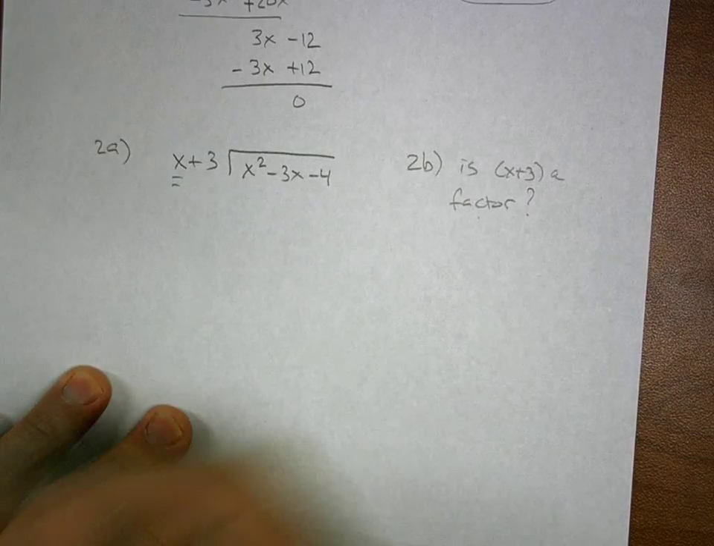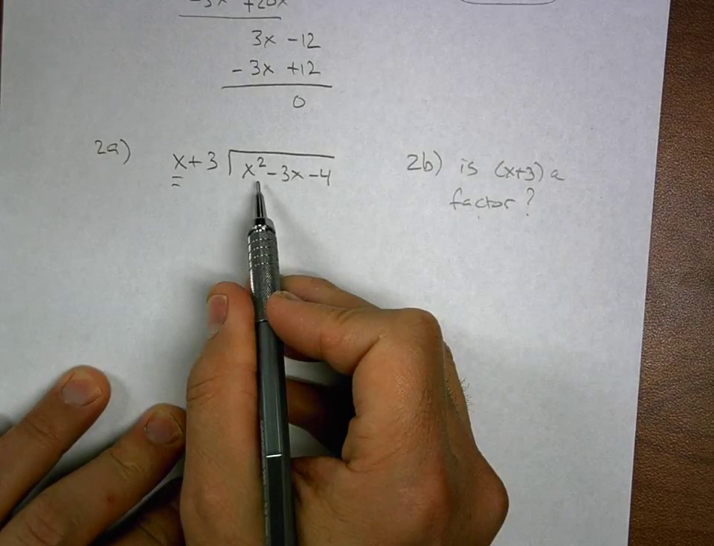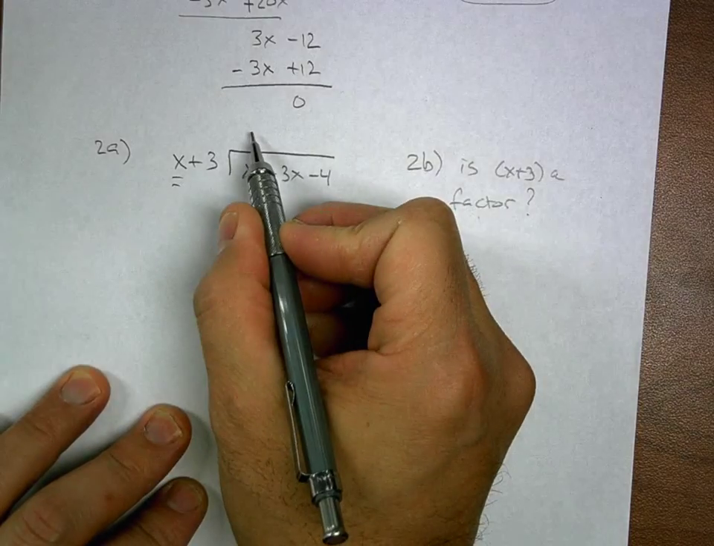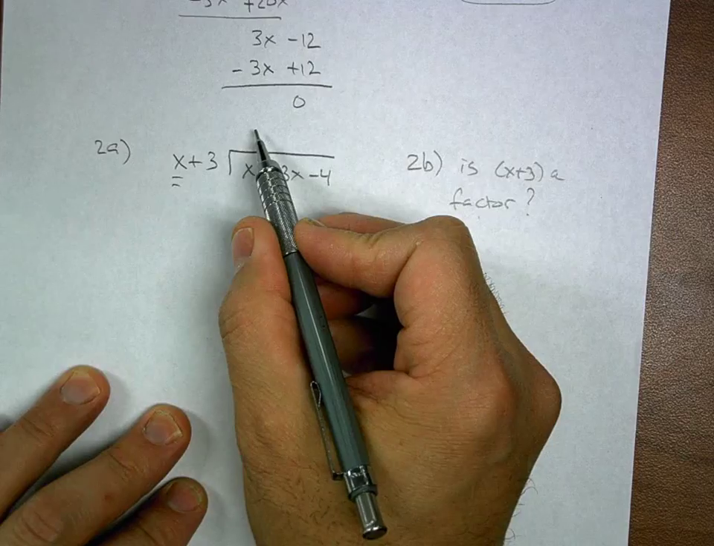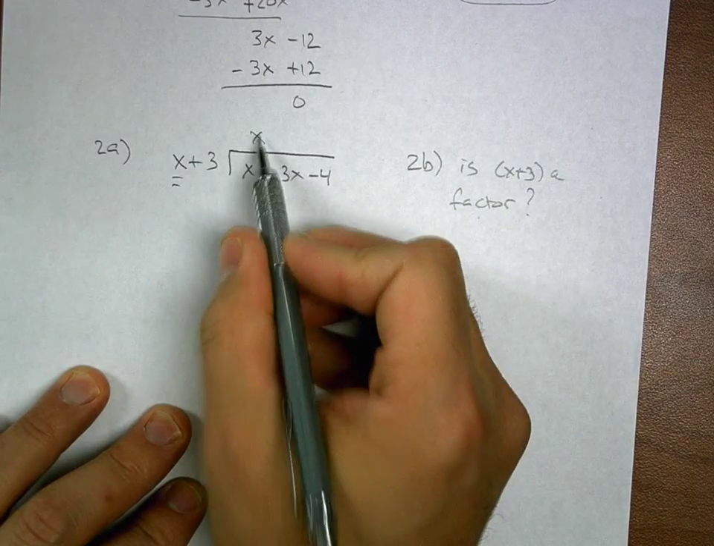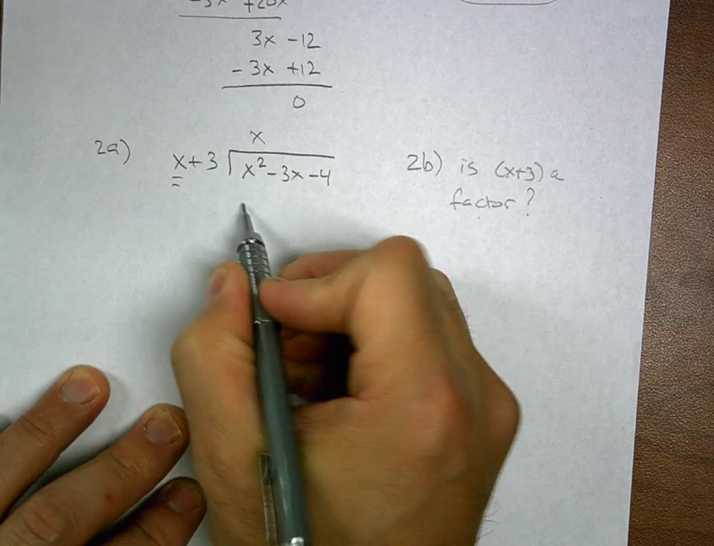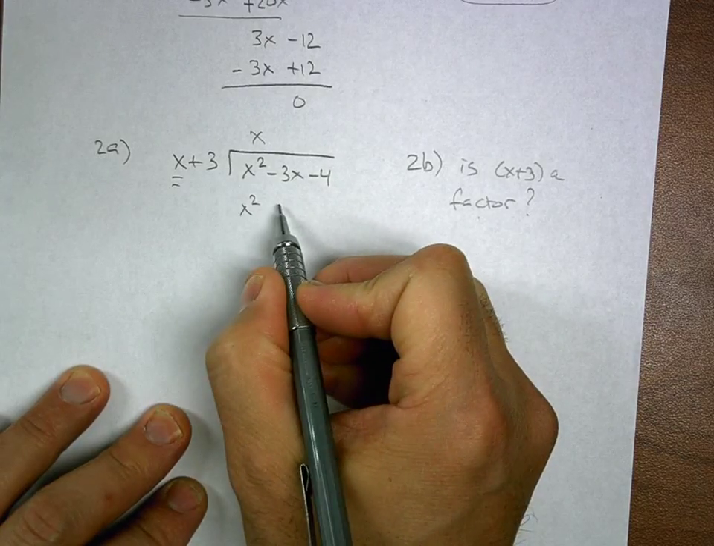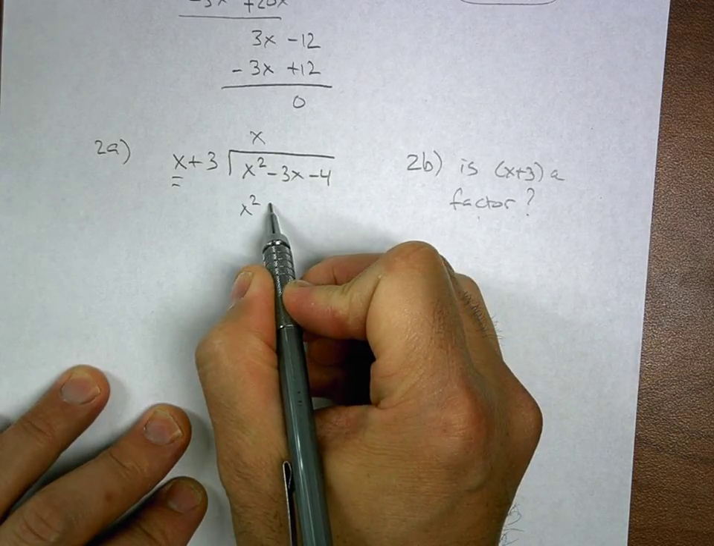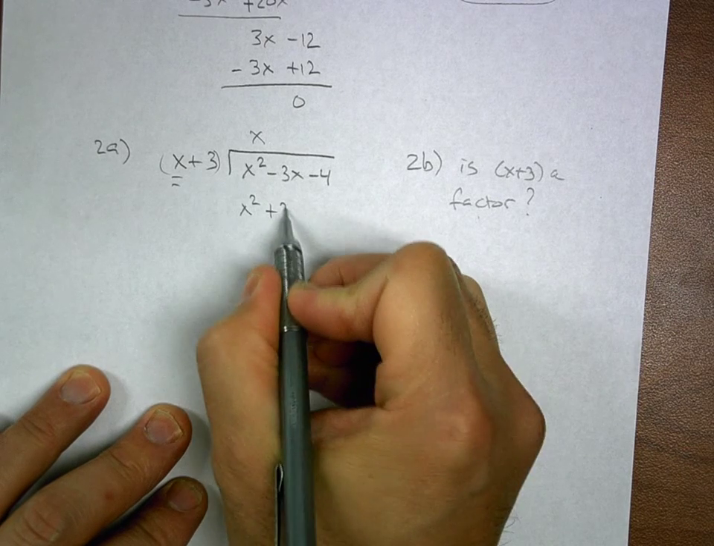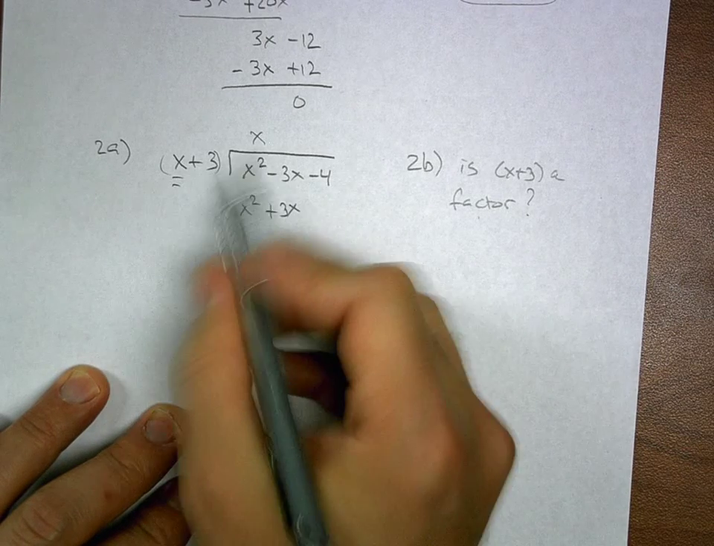Okay, so what do we have to multiply x to get x squared? Or how many times does x go into x squared? It goes in there once. So what do I put right there? X. So x times x is x squared. Okay, now let's multiply. So we get x squared. We'll distribute this to that. Plus 3x, right? X squared plus 3x.